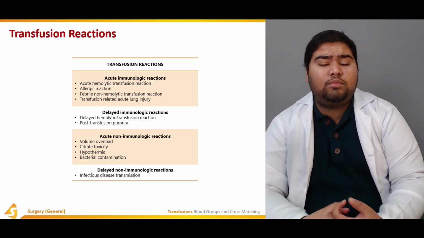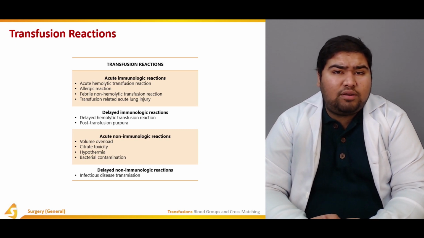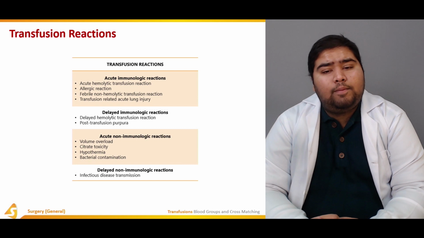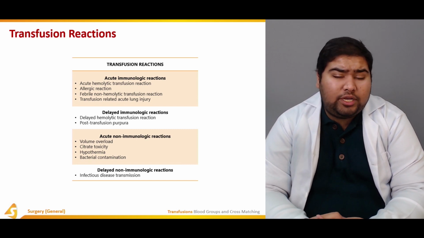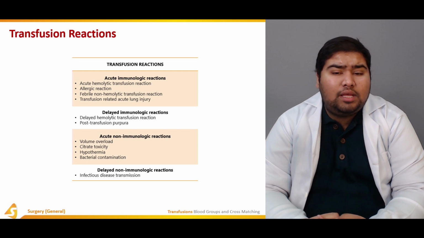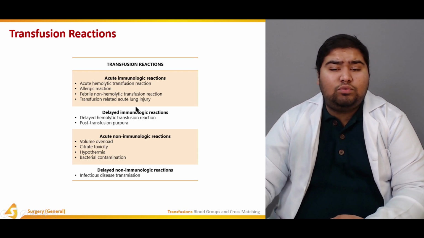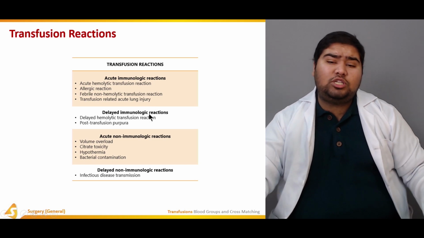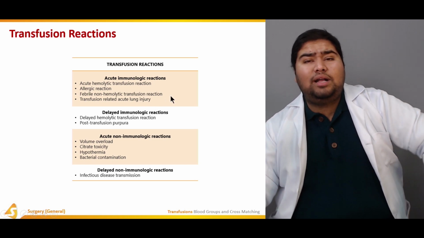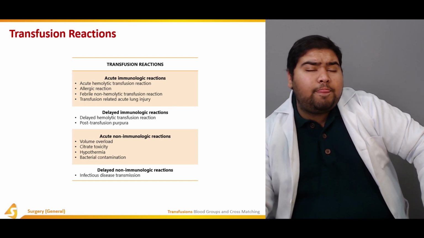So the acute immunological reactions can be acute hemolytic transfusion reaction. We have talked about it. The allergic reaction is to any antigenic component of the blood or the blood product. Then the febrile non-hemolytic transfusion reaction, then transfusion related acute lung injury. So these are the acute immunological reactions that occur in a short while after transfusion of blood.